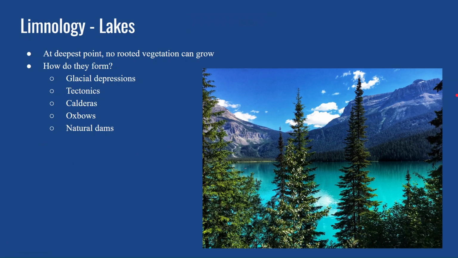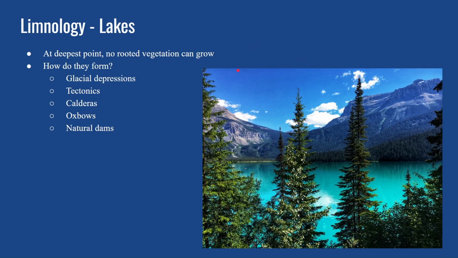So in this next recording, we're going to talk about lakes and wetlands. And how we're going to differentiate the two is that there are several definitions out there, but the one I like is that at their deepest point, no rooted vegetation can grow in lakes, whereas in wetlands or ponds and things like that, they're shallow enough where rooted vegetation can grow throughout the water body.